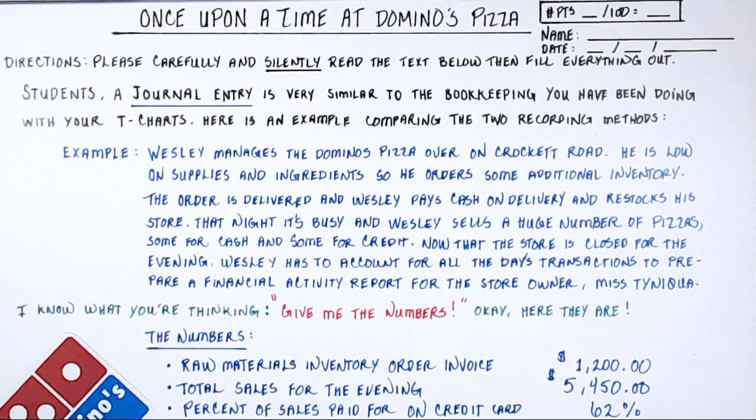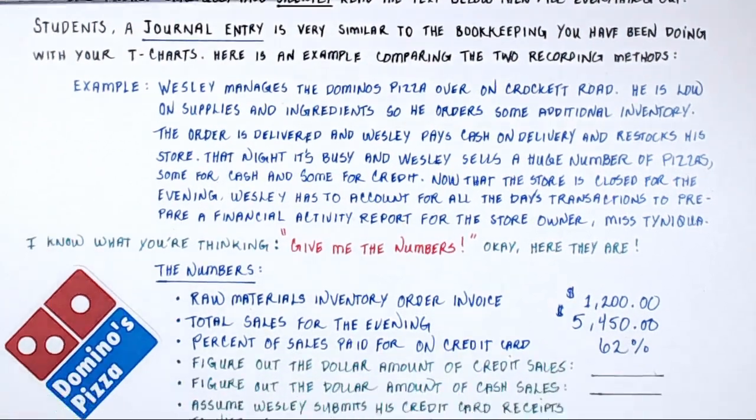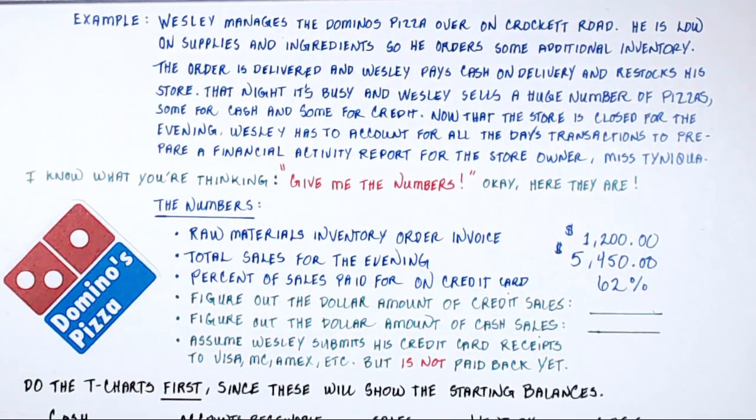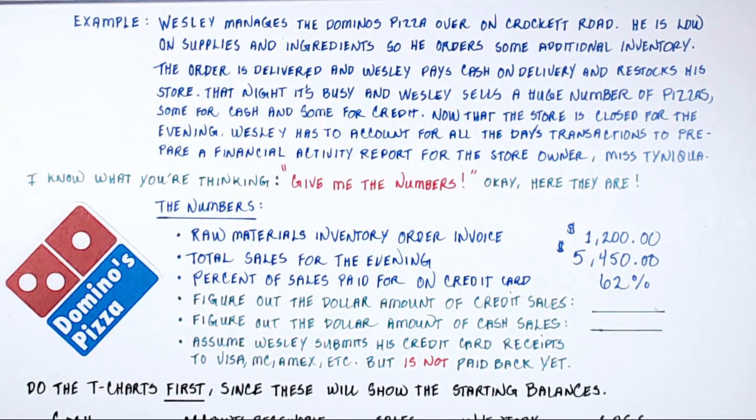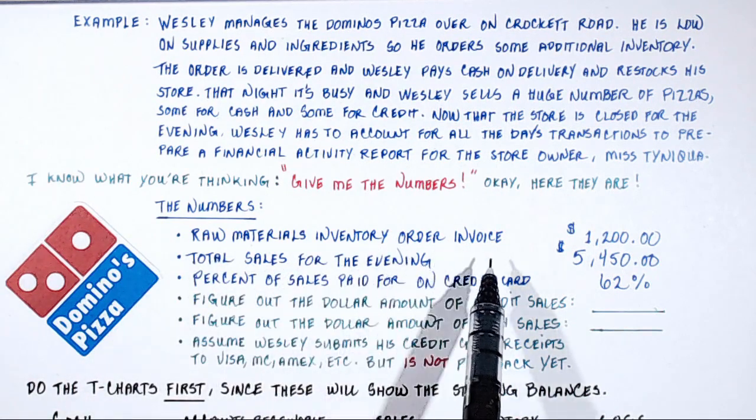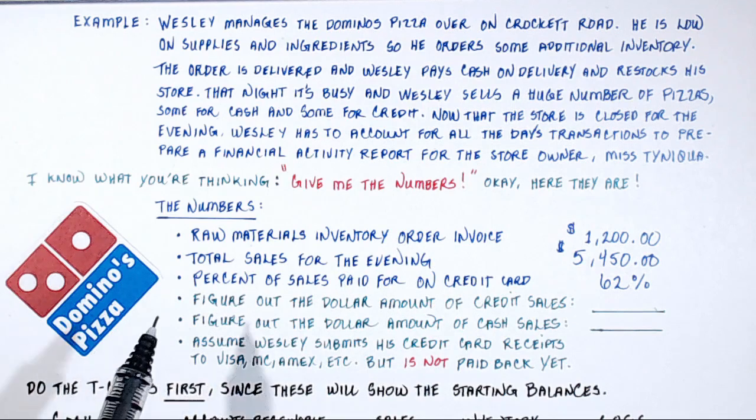All right, and now we're given the numbers. So here are the numbers that you're given. This very well could be what your boss hands you. Raw materials, inventory, order, invoice, $1,200. Total sales for the evening, $5,450. Percent of sales paid for by credit card, 62%. Okay, so right away it's asking us to figure out the dollar amount of credit sales.